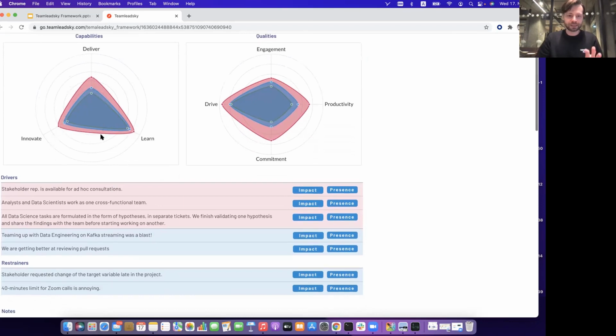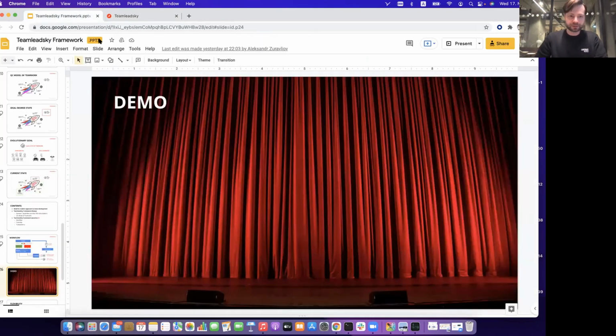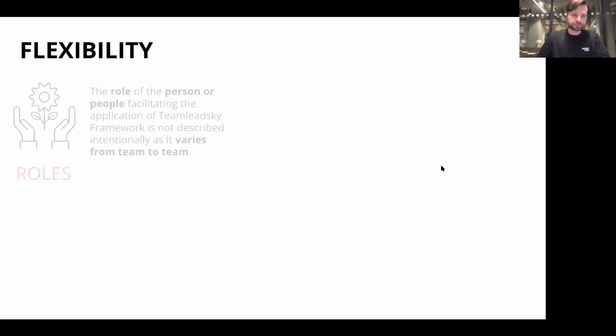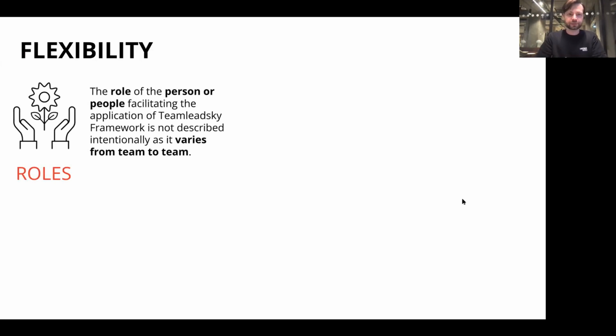Now, let me come back to the presentation, and I would like to share a couple of other benefits and characteristics of this approach. And yes, the other feature of the framework that I would like to talk about is its flexibility. As you have probably noticed, the role of the person who is facilitating the framework is not defined. So it's totally open, it's up to you. It can be an agile coach, team lead, a member of a team, some members of a team, a group of people. So whatever works best in your particular situation.